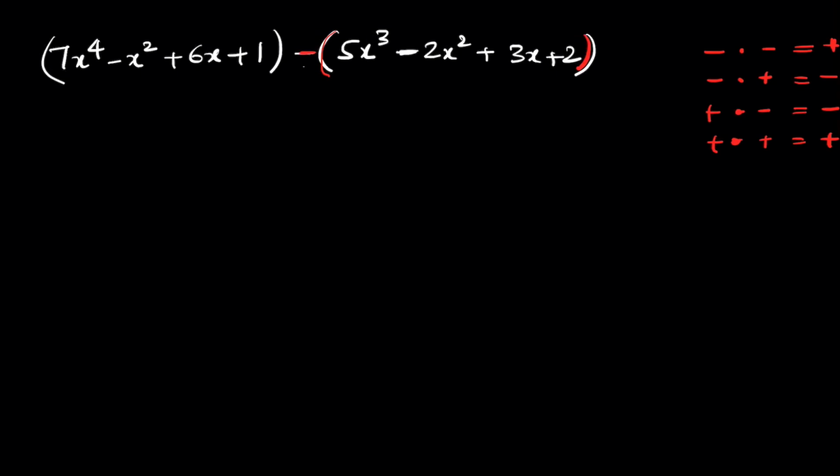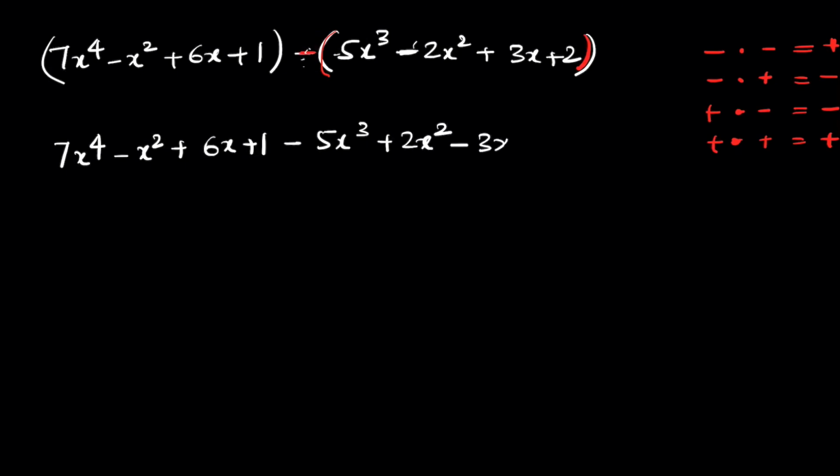First things first, simplify the equation. So you have 7x power 4 minus x square plus 6x plus 1. Now multiply minus to everything. So you get minus 5x cube, minus into plus here. Next you have minus into minus, so that gives you plus 2x square. Next minus into plus gives you minus 3x. Next minus into plus, minus 2.